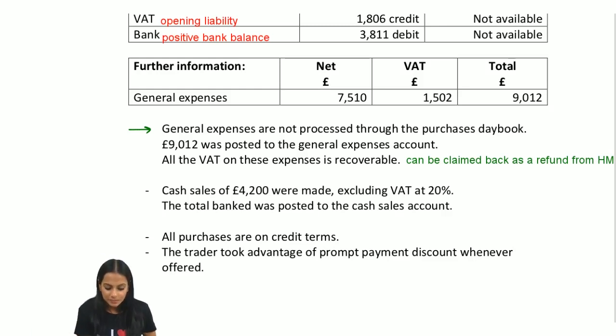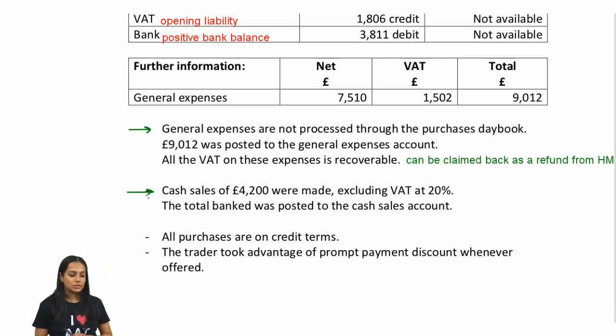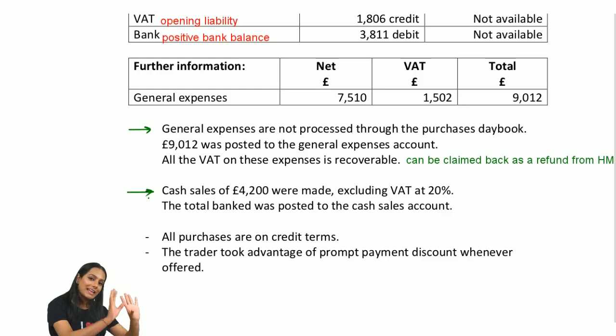The next bullet point, cash sales of 4,200 were made excluding VAT at 20%. Okay. The total banked was posted to the cash sales account. So if you bank your cash, it means you're receiving cash in hand. And sometimes keeping large amounts of cash is not safe. There is a risk of theft or any fraudulent activities could go on. So what you can do is put that amount of money in the bank account, and that's the phrase that we refer to, banked.